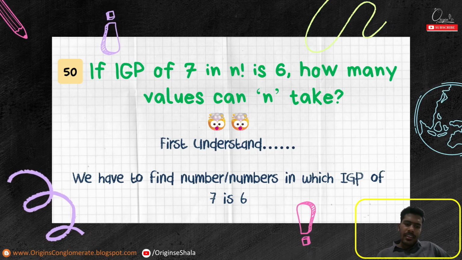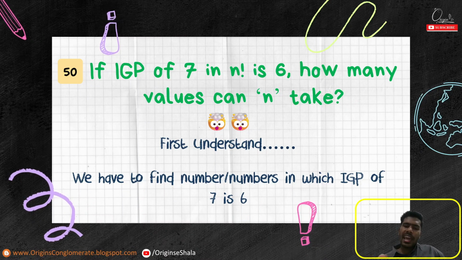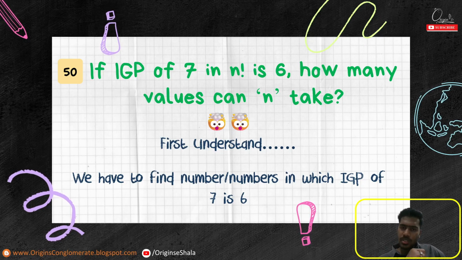First understand what it is asking. It is simply saying there is an unknown n whose factorial we have, and in that value, if I am trying to find IGP of 7, it will be 6. So how many such numbers exist in which IGP of 7 is 6? That's what it is asking us.